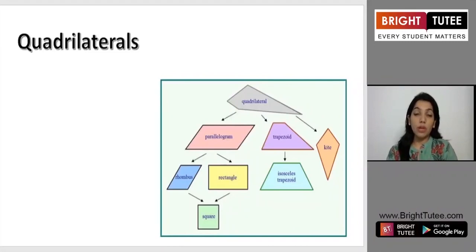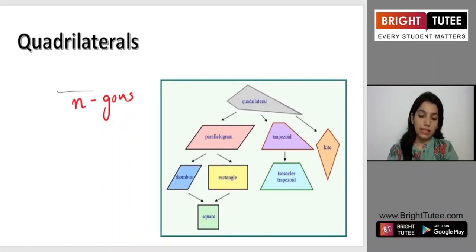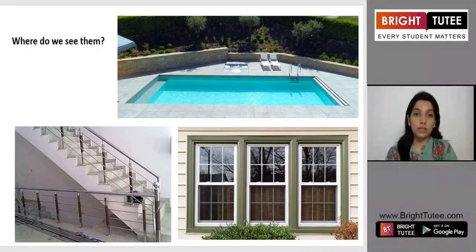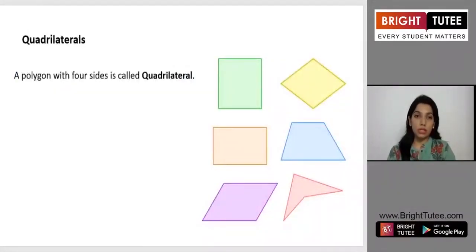However, the word polygon is like a general name given to shapes that have poly sides. Poly means any number, so usually n sides, and we say n-gons. So n-gons can stand for any shape that has several line segments. Now let's see where we see these polygons in our usual life. The first example is of a quadrilateral, because here the swimming pool shown to you has four sides. Now let's start with quadrilaterals.